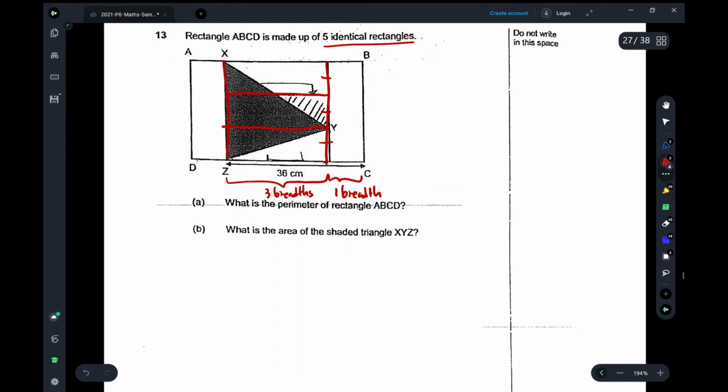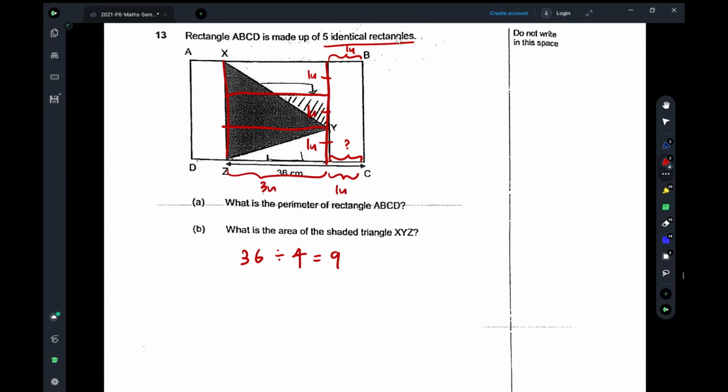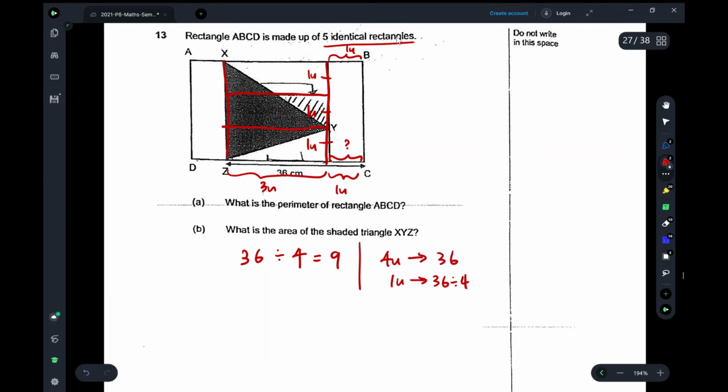So in order to find what is this, I just need to use 36 divided by 4, which is 9. Okay? So just imagine this part being 1 unit, 1 unit, 1 unit. And because this is the breadth, this part is also 1 unit. So there will be a total of 3 units and 1 unit. So 4 units is equivalent to 36. So you can write 4 units is 36, 1 unit is 36 divided by 4, 9.